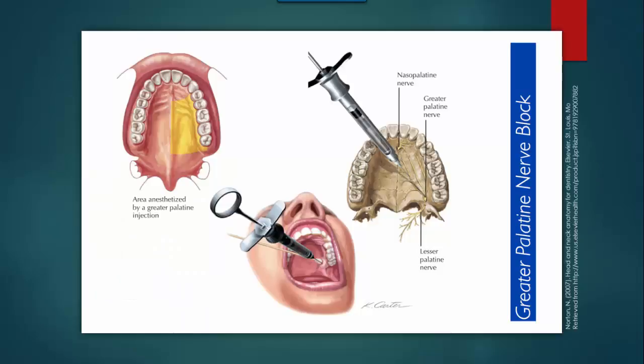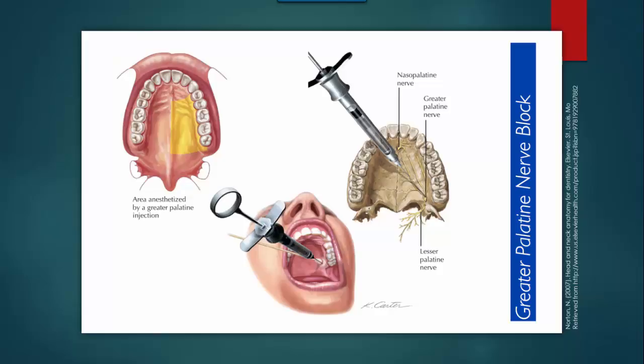The greater palatine nerve block provides anesthesia for the osseous and soft tissue on the palate from the premolar to the soft palate. The anesthesia is deposited at the greater palatine foramen located at the junction of the alveolar process of the maxilla and the palatine bone. Usually, it's apical to the second and third molar.